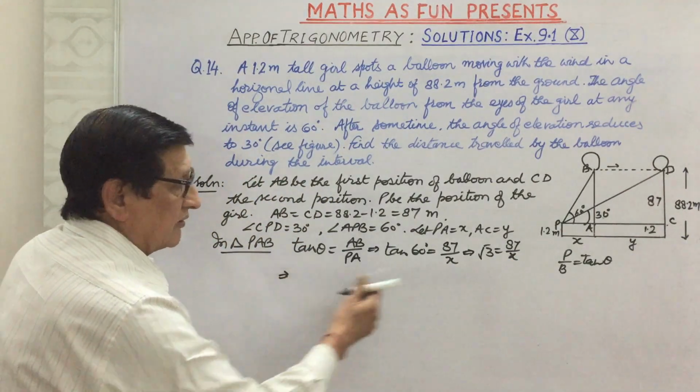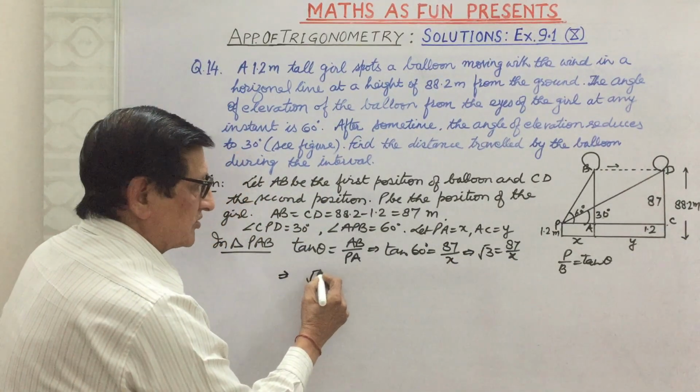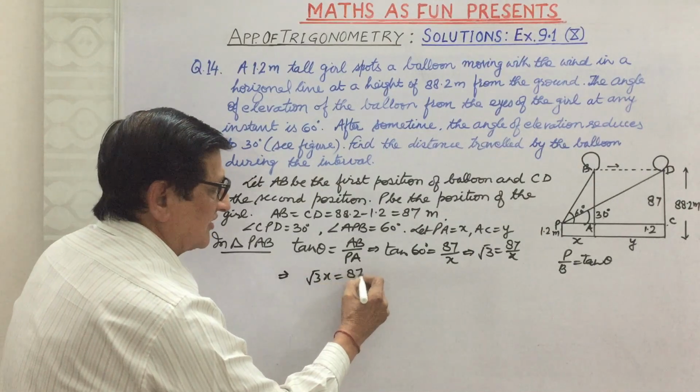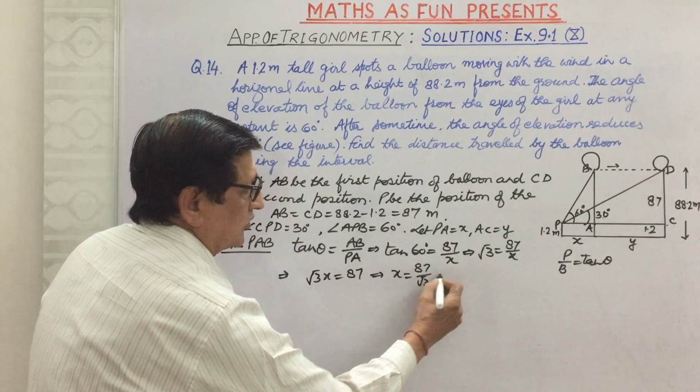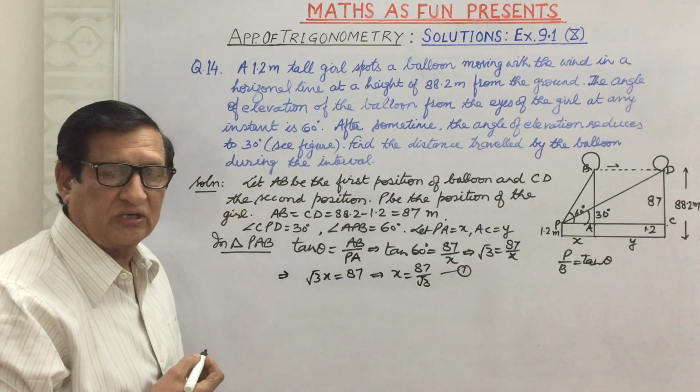Multiplying, we are getting here root 3 x is equal to 87, or we can say x is equal to 87 upon root 3. This we can take as equation number 1.